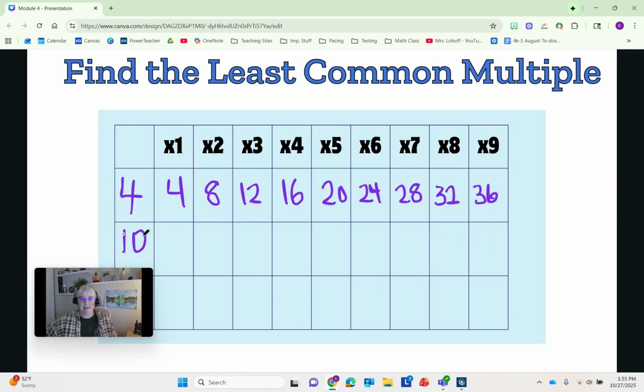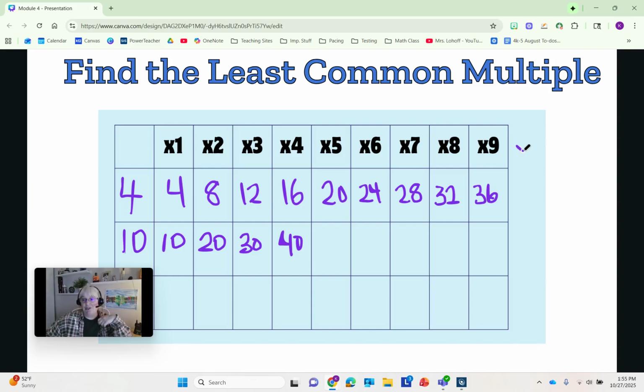All right. 10, same thing for 10. 10 times 1 is 10. 10 times 2 is 20. 10 times 3 is 30. 10 times 4 is 40. I'm going to stop there because we do have a number in common.